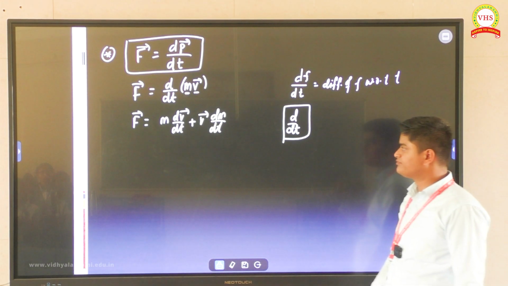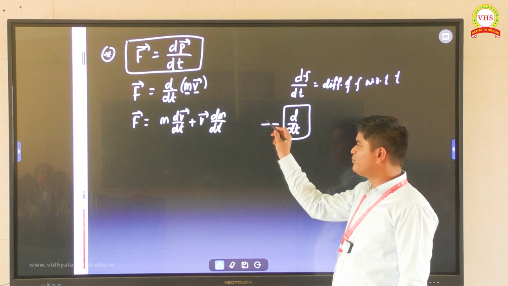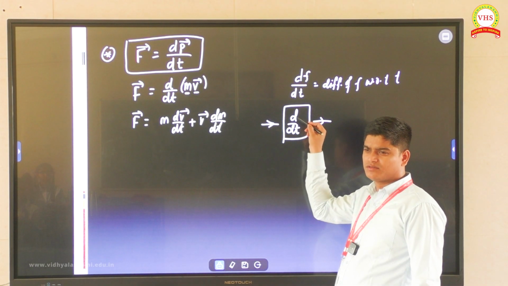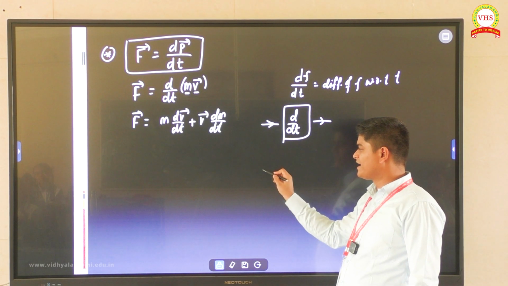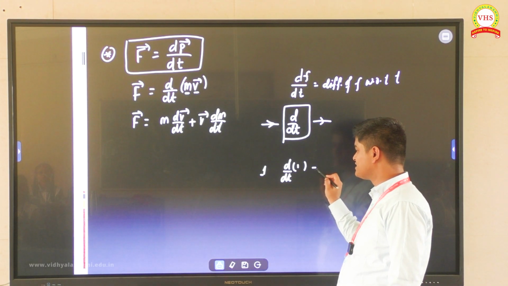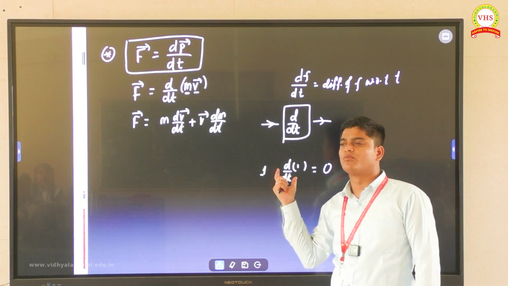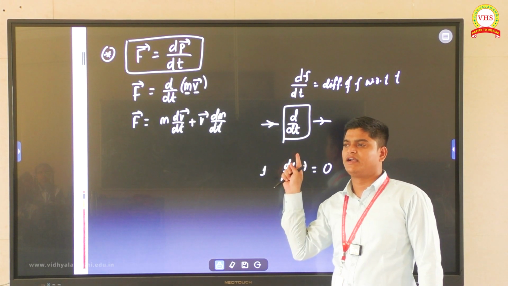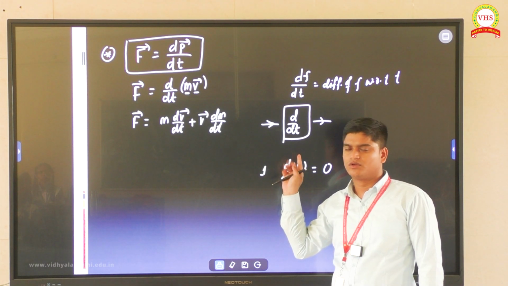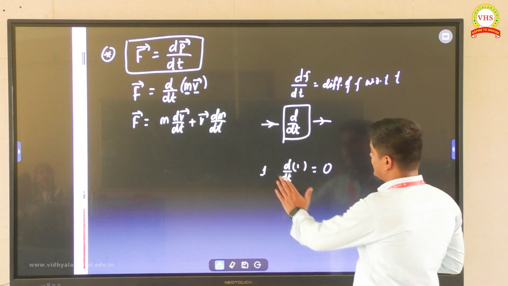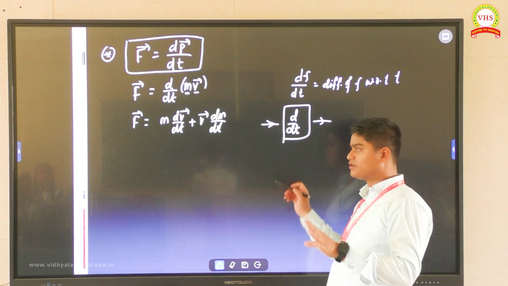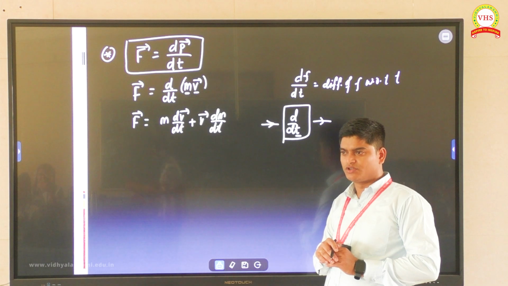All of you listen carefully. That means if you give some input, it will give you some output. This is like an operator, remember. Suppose I take a constant 1. Then the derivative of a constant is nothing but 0. So there will be some formulas regarding this derivative. Did you study derivative? No. Okay, then remember again: d by dt is basically derivative or differentiation with respect to t.